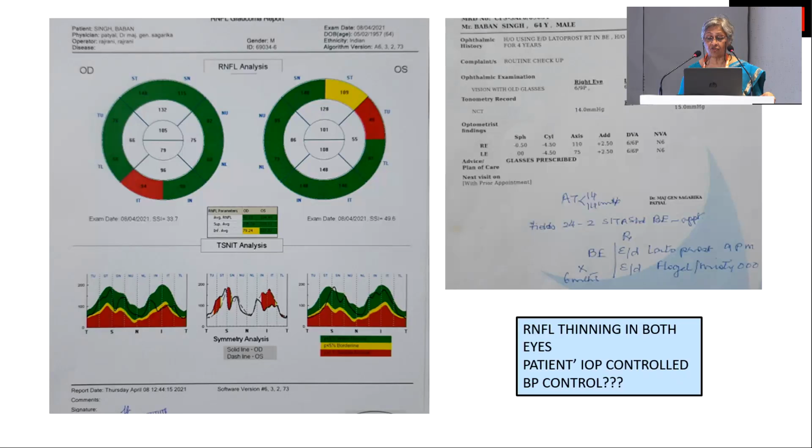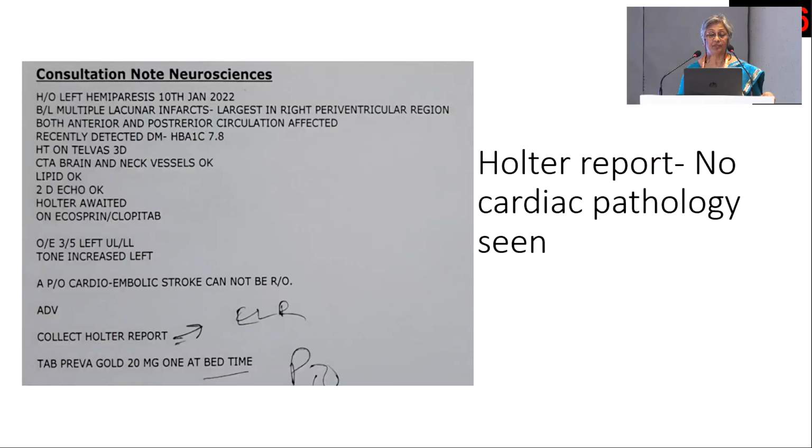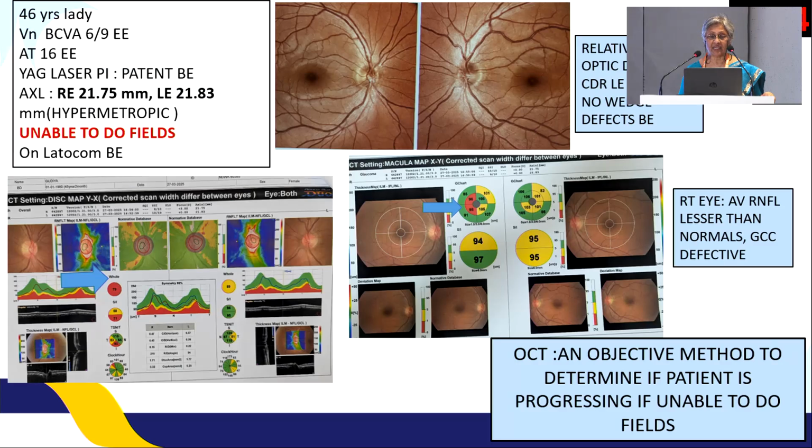The IOP is controlled. Is the blood pressure under control? So imaging was done, and the patient then suffered from hemiplegia. What is to be understood is that this patient had infarcts. Astrani in 2024 has said that decreased thickness of the RNFL and GCL has been reported to correlate with the extent of cerebral small vessel disease on MRI. Along with that, it can also occur in many other diseases like kidney disease. The Holter report from cardiology was absolutely normal.